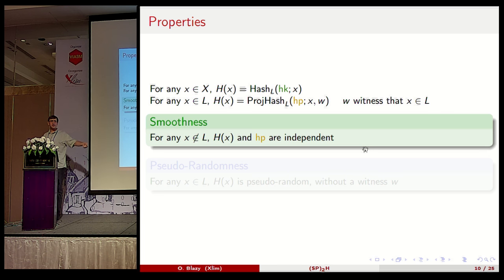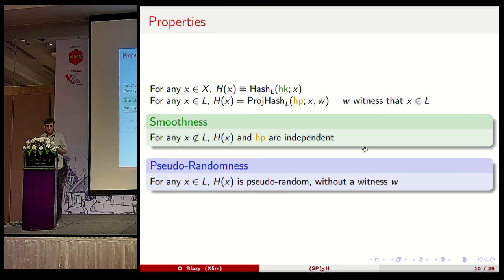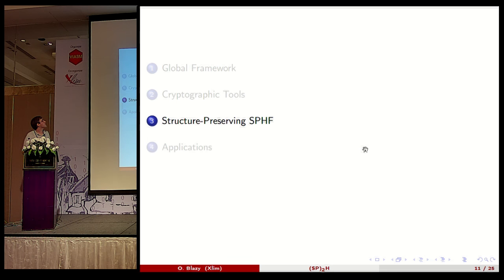So this means that if your word is not in the language, then someone not knowing the secret key should not be able in any way to compute the hash value. So they should be independent in an information-theoretic sense. While if the word is in the language, but you don't know the witness, so you assume that there's some kind of hard subset assumption, then not knowing the witness means that the hash value is pseudo-random, so you should not be able to compute it without breaking the underlying assumption.